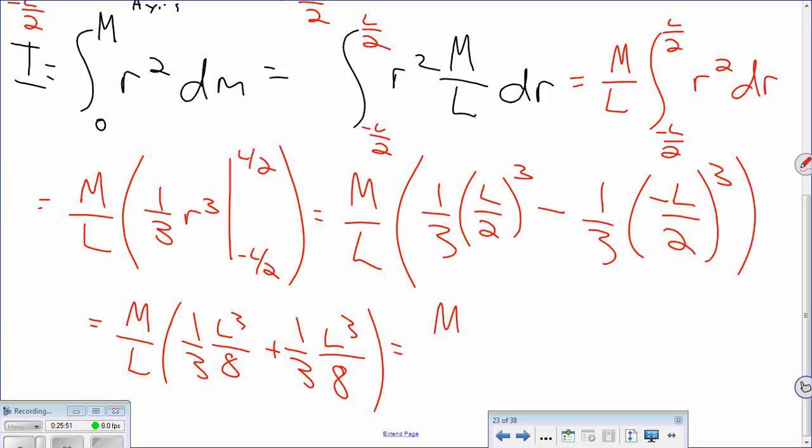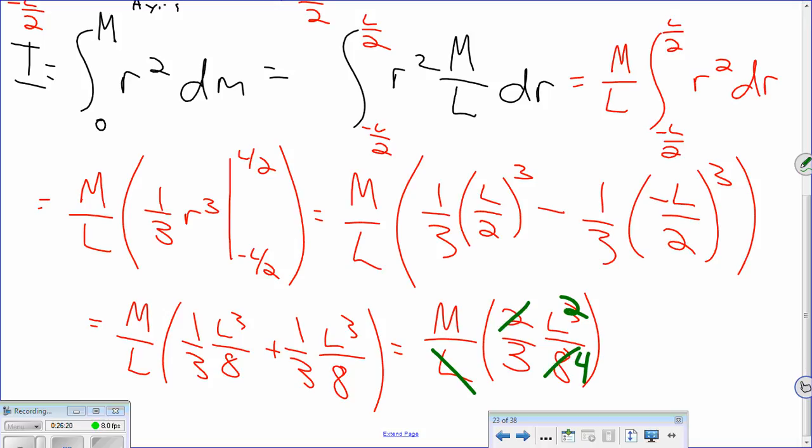So this is m over L times 2/3 L cubed over 8. We'll do that instead of doing too many algebra steps at once. Follow? 1/3 plus 1/3 is 2/3, right? Okay, so let's see, we can cancel some stuff out here. L cancels, and this becomes L squared. 2 and 8 cancel, becoming a 4. So I've got m L squared over 12, which is exactly what we were supposed to get, right? That's 1/12 times m L squared.